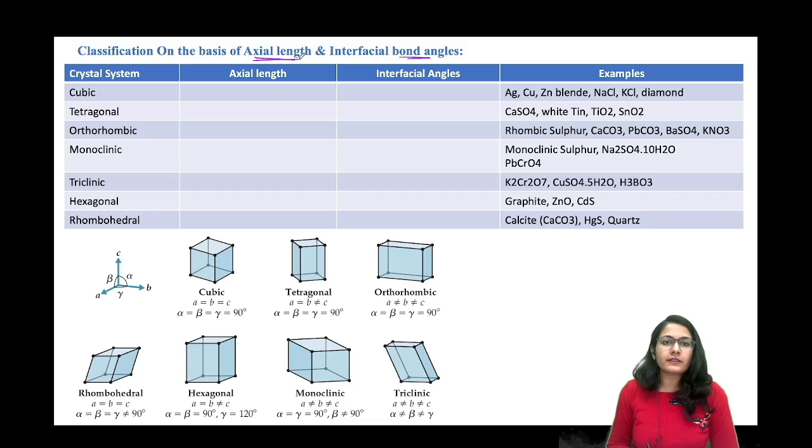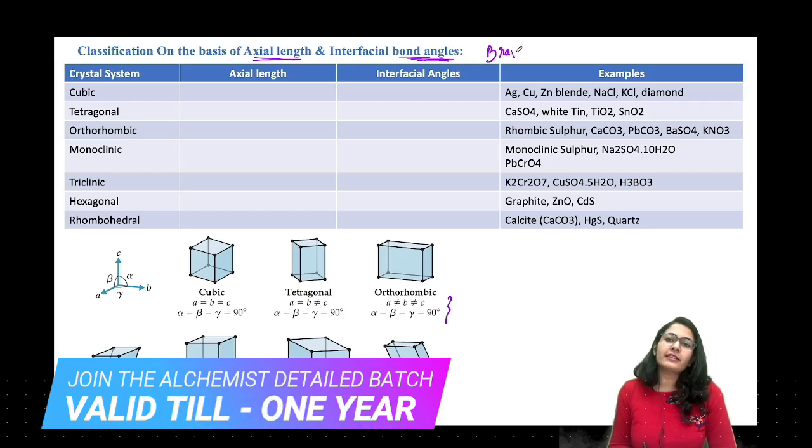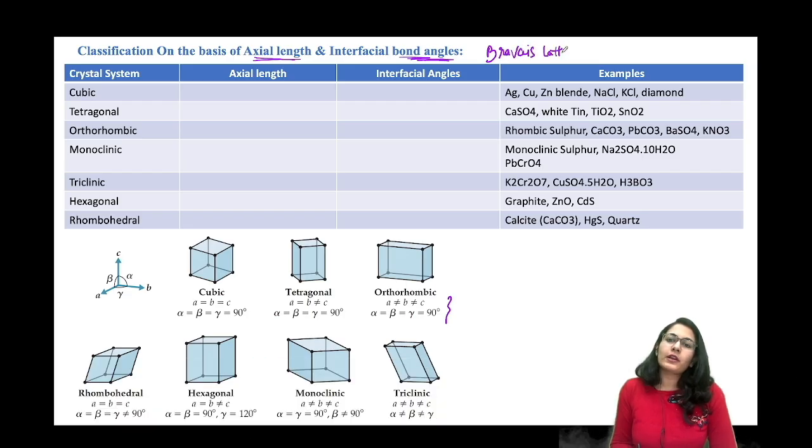Now classification on the basis of axial length and the interfacial bond angles. So we need to learn this axial length and interfacial bond angles because these are like some direct questions. These questions used to be asked in IIT JEE, IIT JAM examination, but once in a while they have also been asked in your GATE examination and for 2 marks in CSIR NET also. So that's why we have to remember the overall thing. So these are known as the Bravais lattice. They are mainly of 7 types: cubic, tetragonal, orthorhombic, monoclinic, triclinic, hexagonal, rhombohedral.